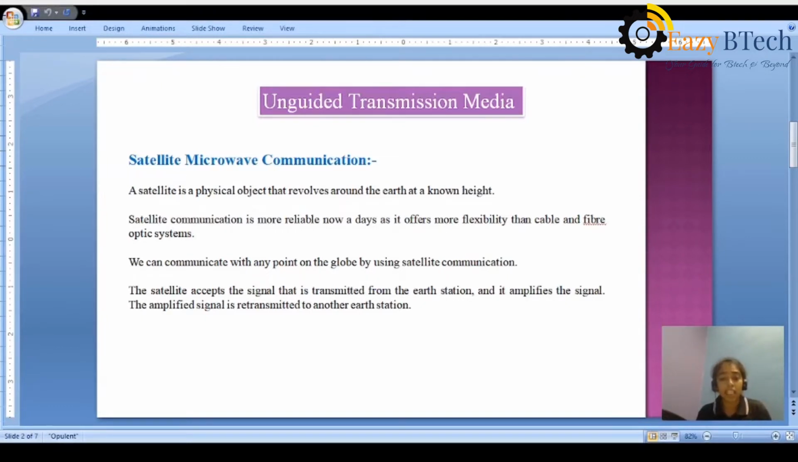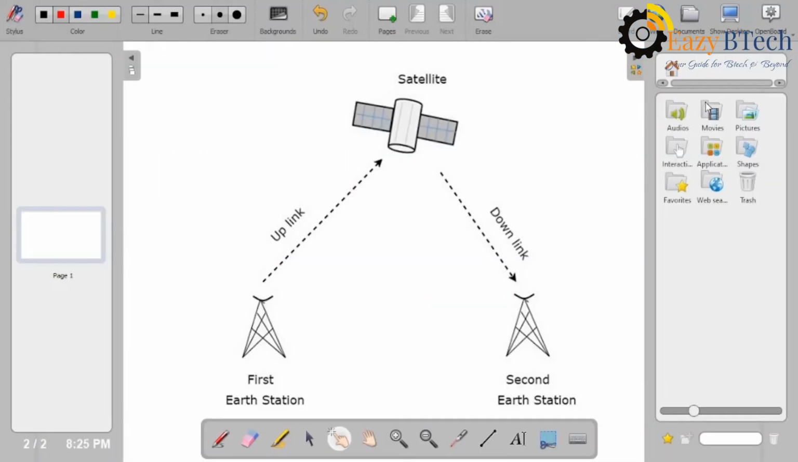Let us see the diagram of how the data is sent to the satellite, and how the satellite then gives that data to the destination. Let us see the diagram deeply. This is a diagram of satellite communication. I will explain each point of how the data goes into the satellite, and how we receive the data from the satellite at an earth station.